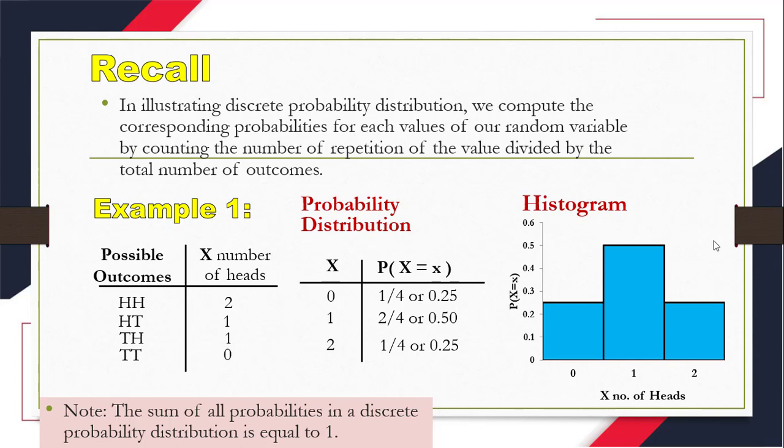Take note that the sum of all probabilities in a discrete probability distribution is equal to 1. If you add these on the probability distribution that we have, 0.25 plus 0.5 plus 0.25 is equal to 1. It is always equal to 1. It means that if it is not equal to 1, then it is not a discrete probability distribution. Okay?